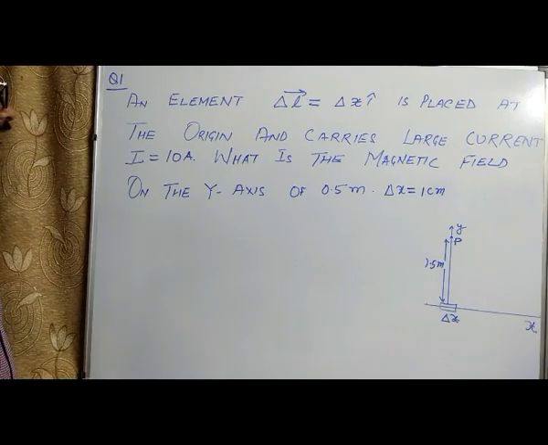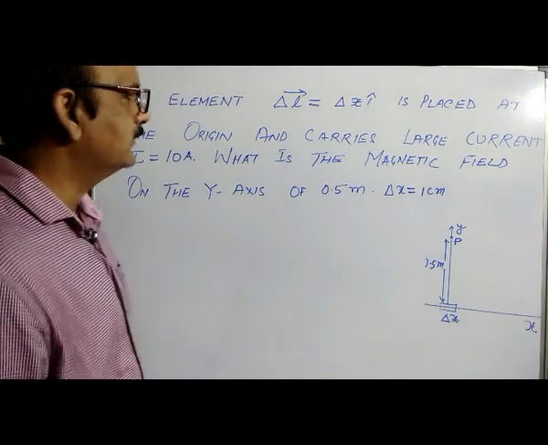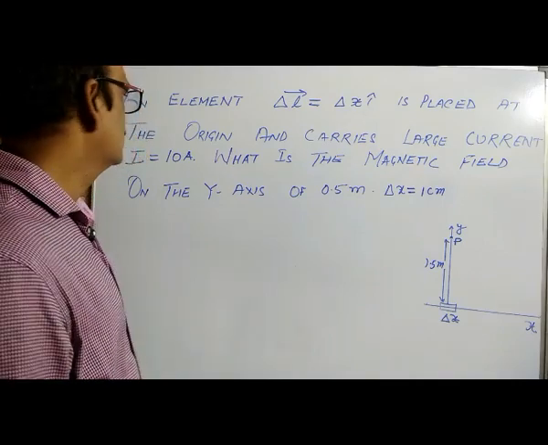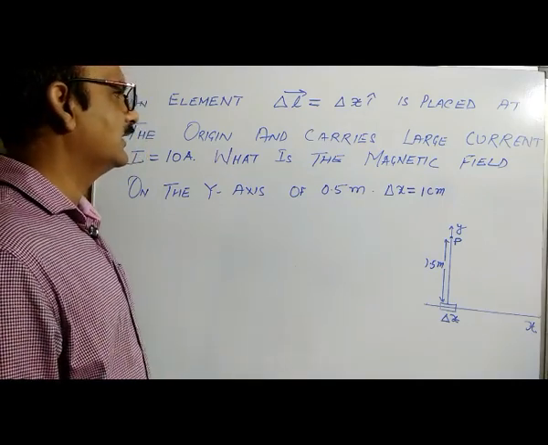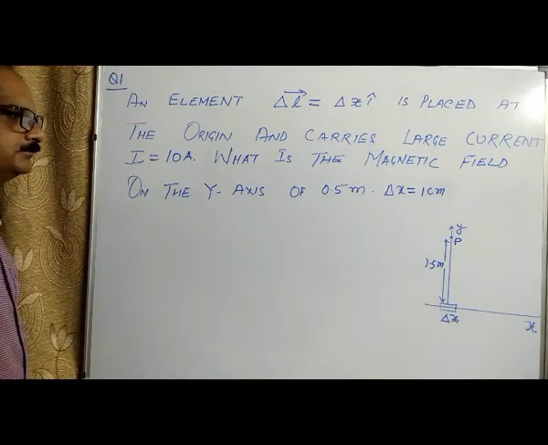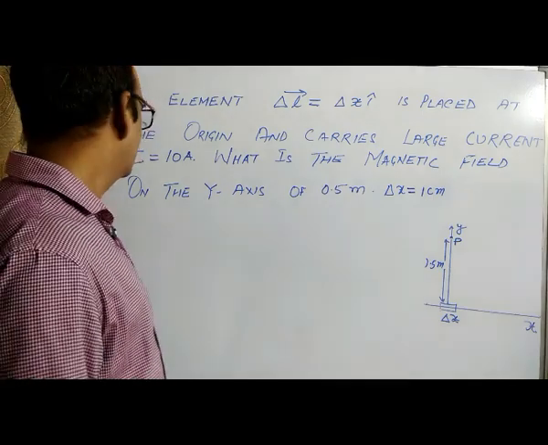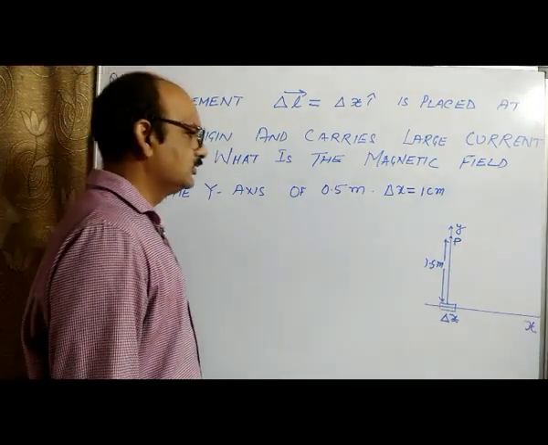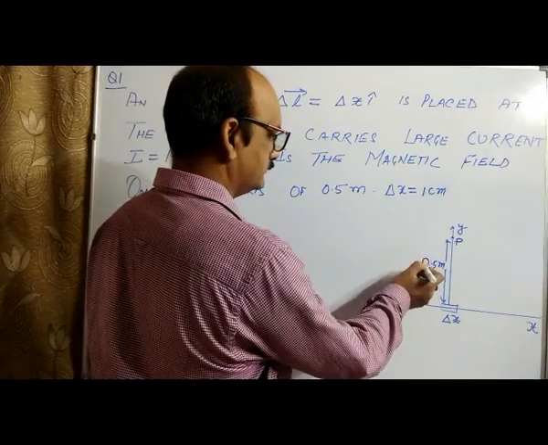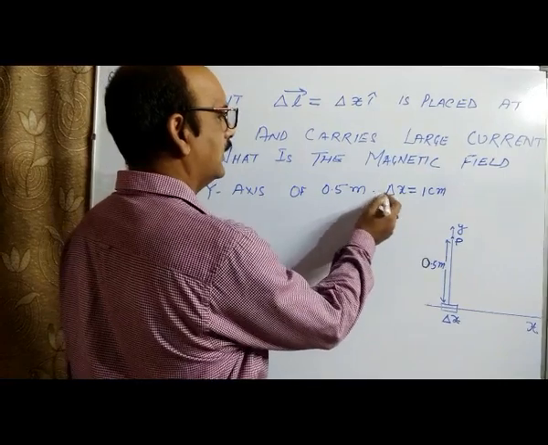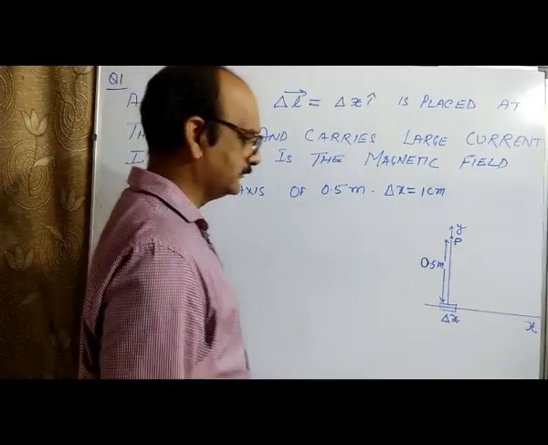In this question, an element vector delta L equal to delta x i cap is placed at the origin and carries a large current I equal to 10 ampere. What is the magnetic field on the y-axis at a distance of 0.5 meter, and delta x equal to 1 centimeter?